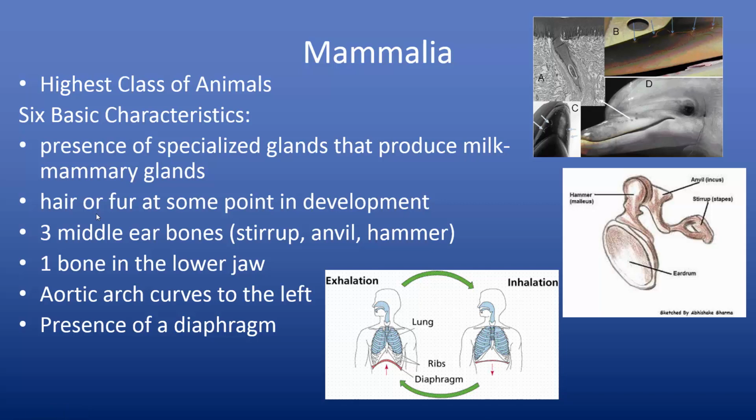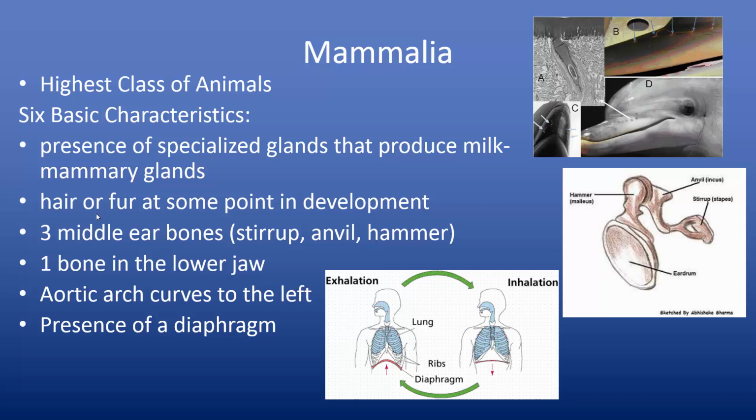So as a review, we are in Kingdom Animalia, phylum Chordata, subphylum Vertebrata, class Mammalia. So this is the highest class of animals, and there are 6 basic characteristics that are in existence of all mammals. Please make sure you know all 6 incredibly well. So make sure you study these 6 characteristics.